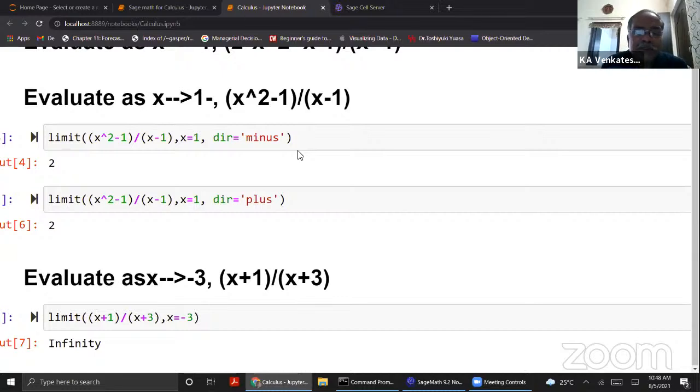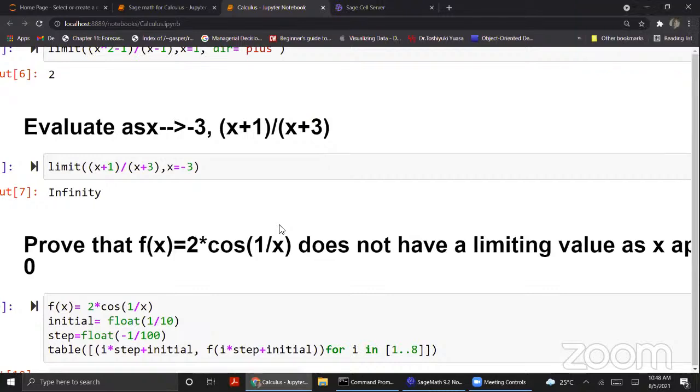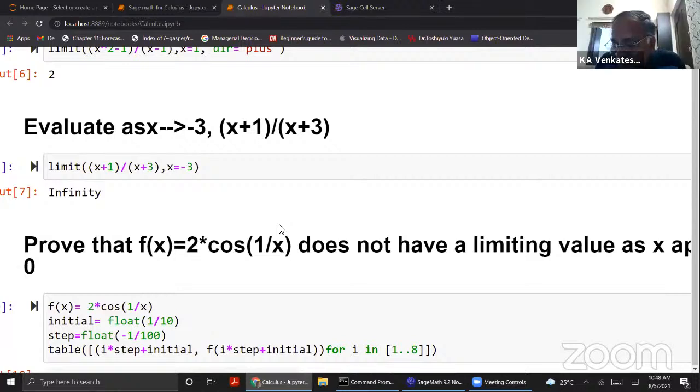Now this is x tends to minus 3. When you write it this way, x plus 1, x minus 3, the denominator is going to be 0. Obviously, the answer is supposed to be infinity, so it throws infinity here. Is it easy? I just want some interaction.